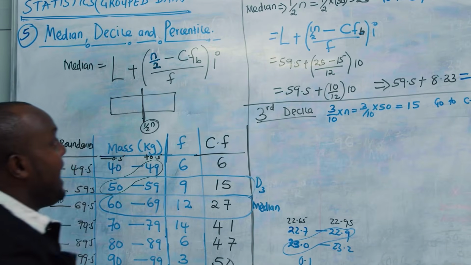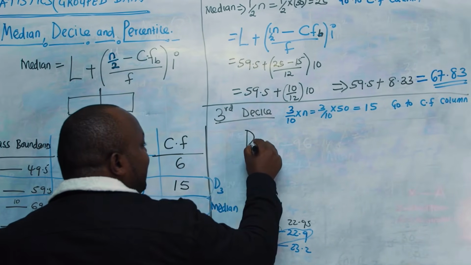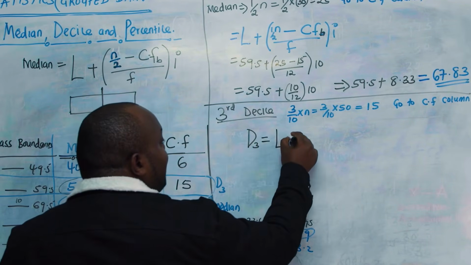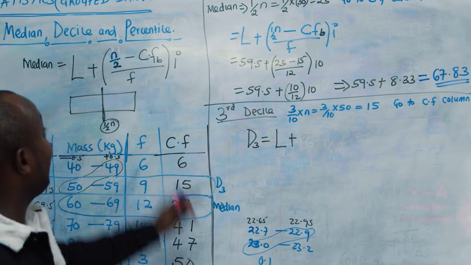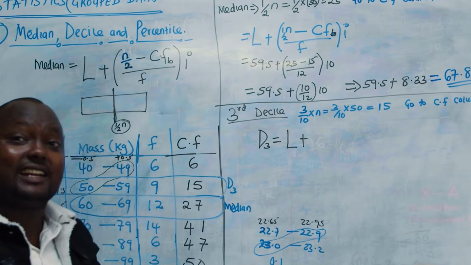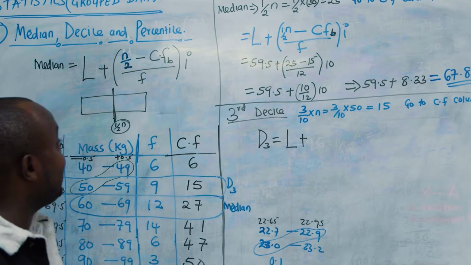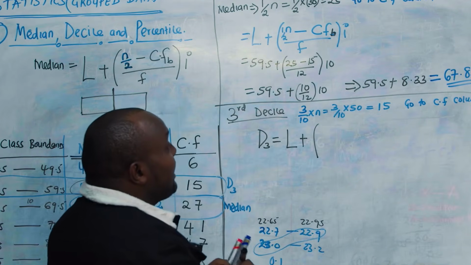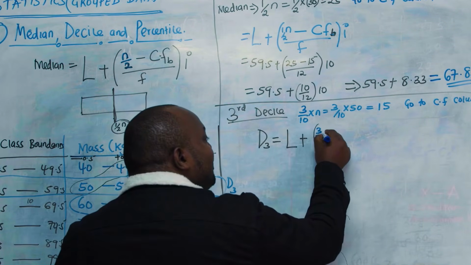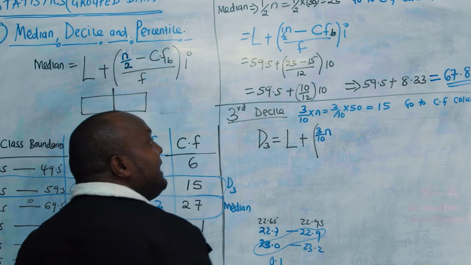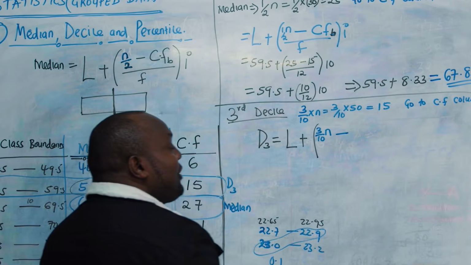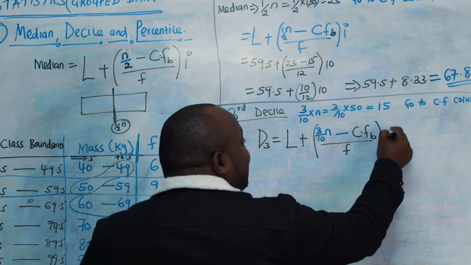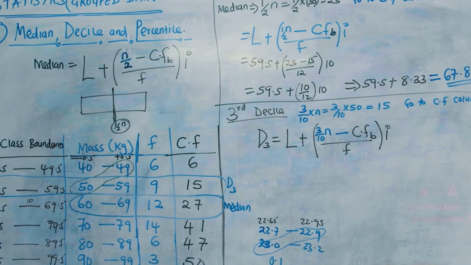So my decile formula now will be equal to that decile. We used D3 to mean the third decile, which will be equal to L. The formula will not change. I said the formula for decile, percentile, median, lower quartile, and upper quartile is the same. The only part that is changing is this one, maybe I can use blue. We said it will be, according to the question you are being asked, 3 over 10 n minus cumulative frequency before, all over frequency again, times the class interval.